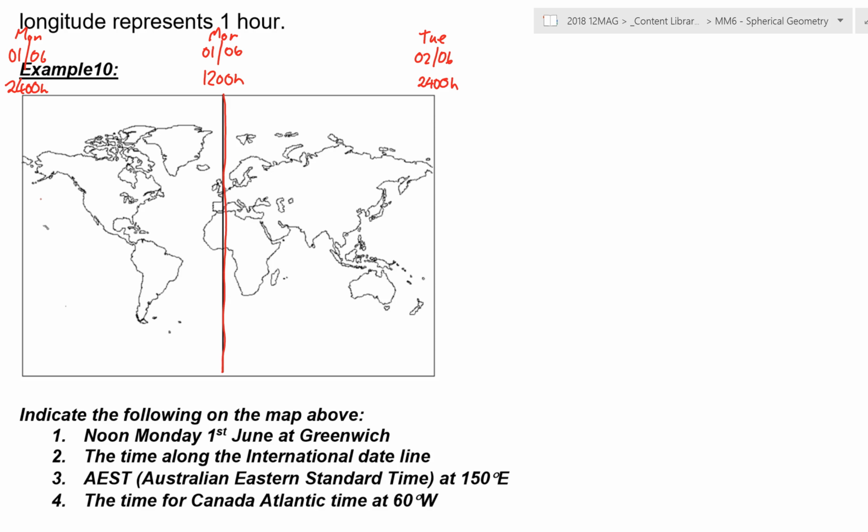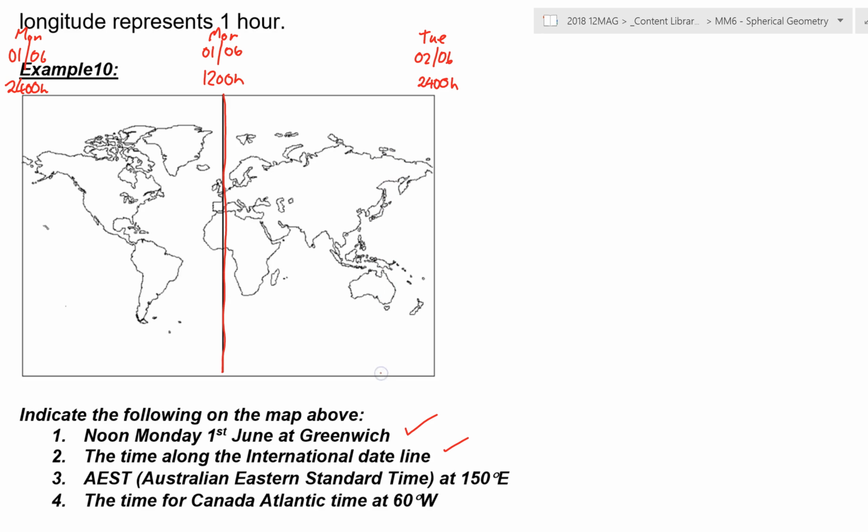Anyway, that's done. Australian Eastern Standard Time, 150 degrees east. Now this gives us a band, about this wide. This strip here doesn't include Japan, I don't think. What have I done there? No, it should. Oh, I don't know.